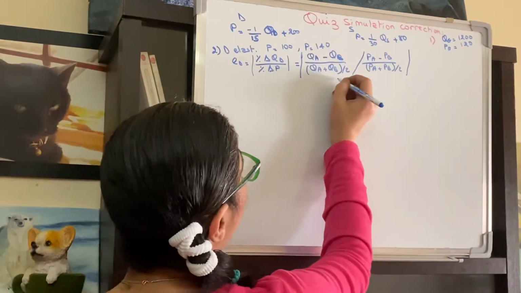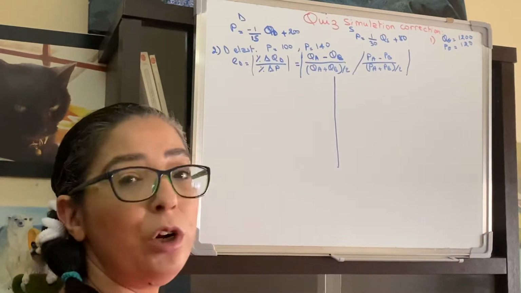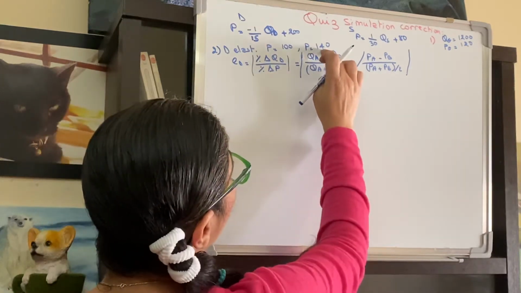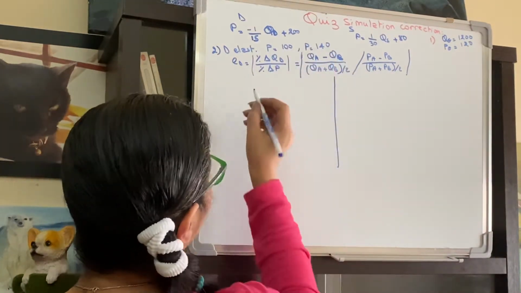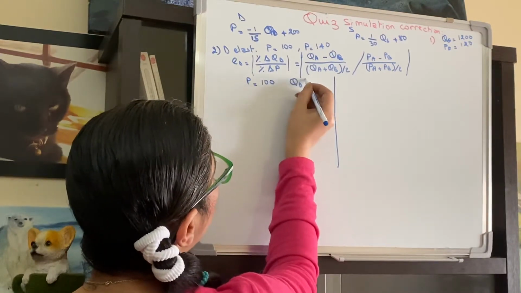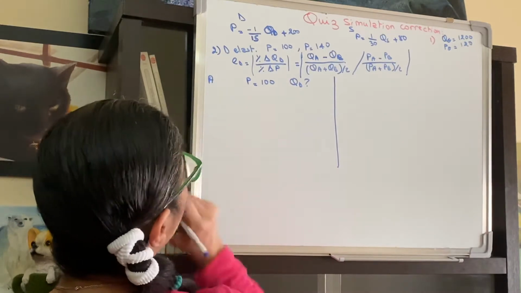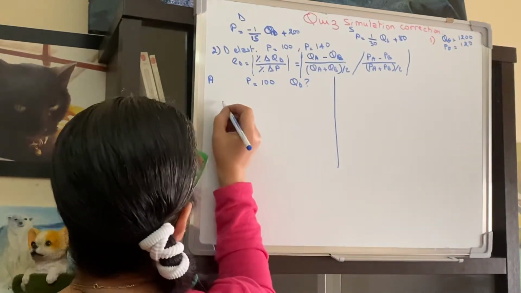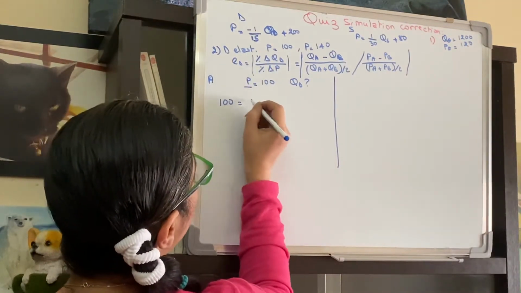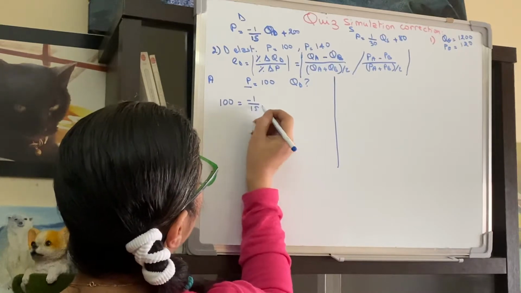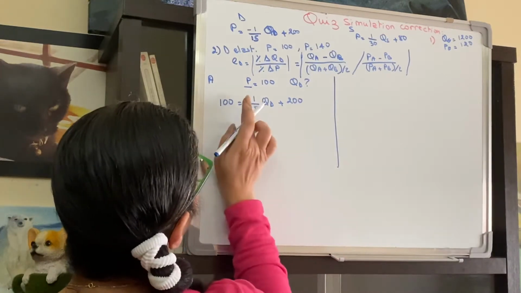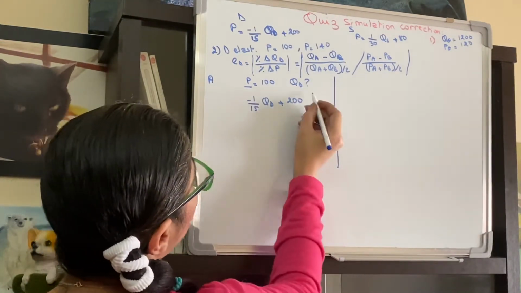So I'm going to divide my little board into 2 spaces. And I'm going to start with 100, okay? So, if the price is equal to 100, what is my quantity demanded? I'm going to call this point A, okay? So, simply, I replace price 100 in the equation P equal to minus 1 over 15 QD plus 200, okay? So instead of writing it this way, I'm going to write it this way.